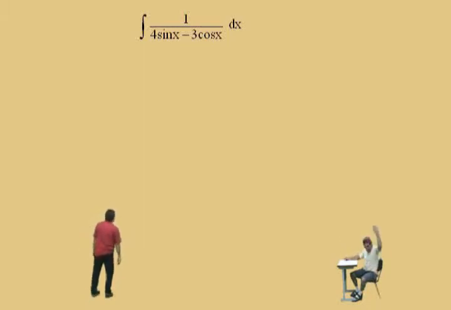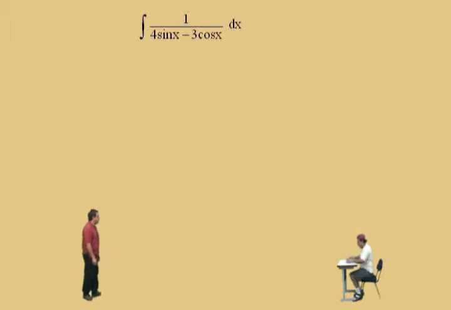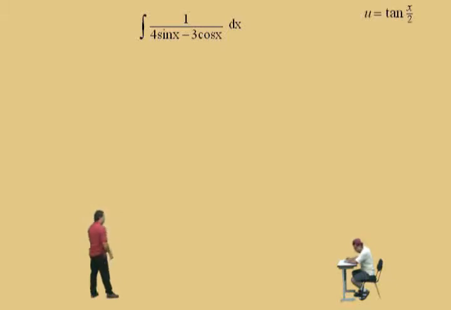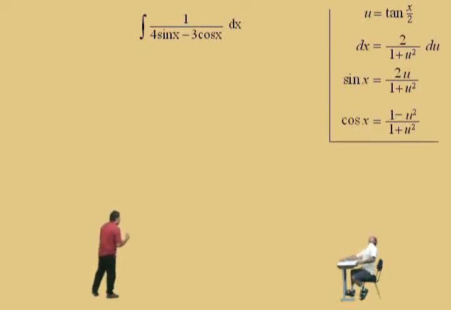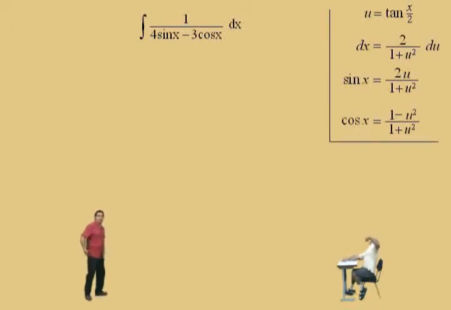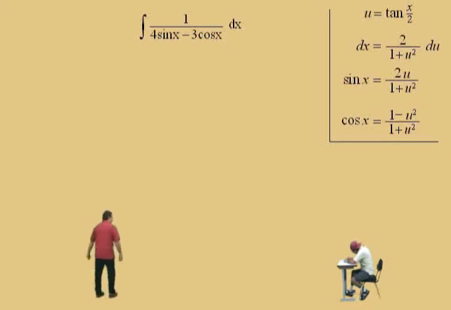1 over 4 sine x subtract 3 cosine x, Charlie. Okay. Now, remember, this is all based on the substitution u equals tangent of x over 2, which implies that dx is 2 over 1 plus u squared du. Also, sine x is going to get replaced with 2u over 1 plus u squared, and cosine x is 1 minus u squared over 1 plus u squared. Okay, so here we go. Let's put everything into our integral now.